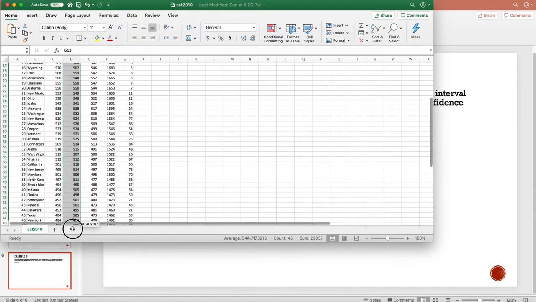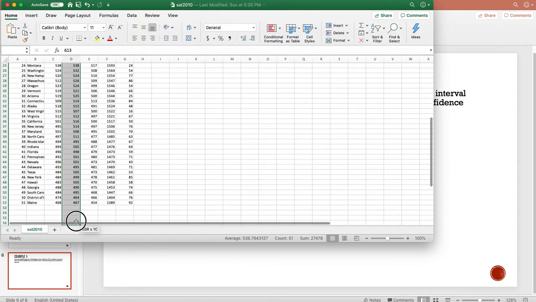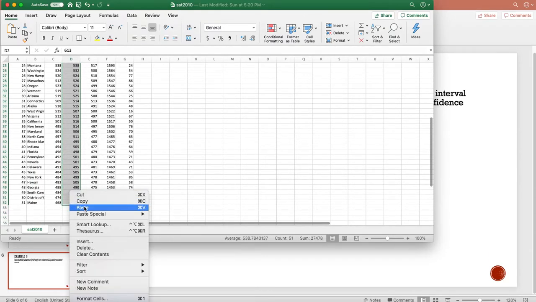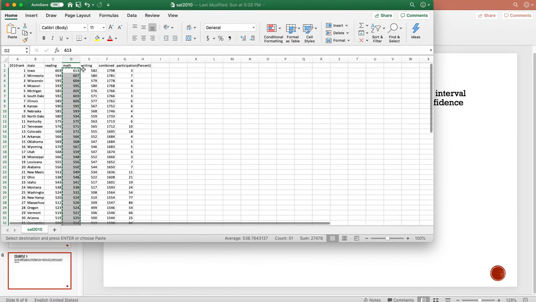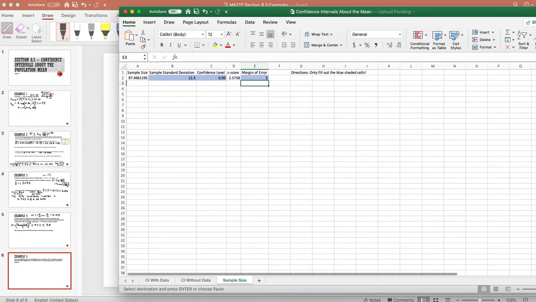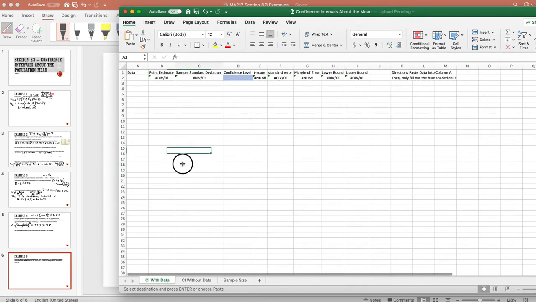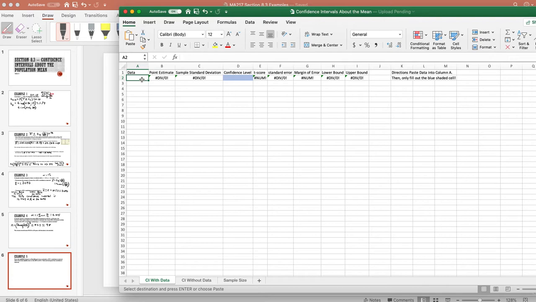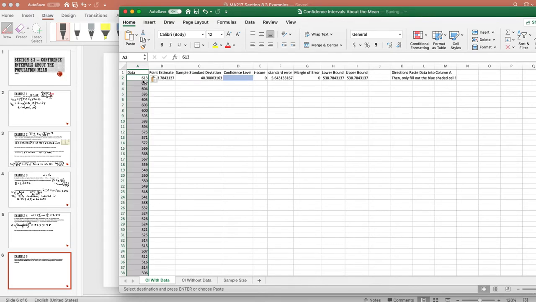It goes all the way down to 52. Okay. So we could put that into our template on here. And we want the confidence interval to be 95%.